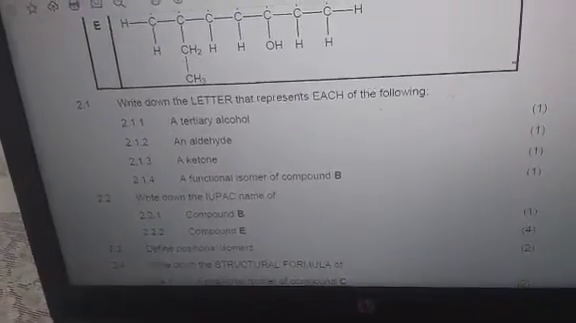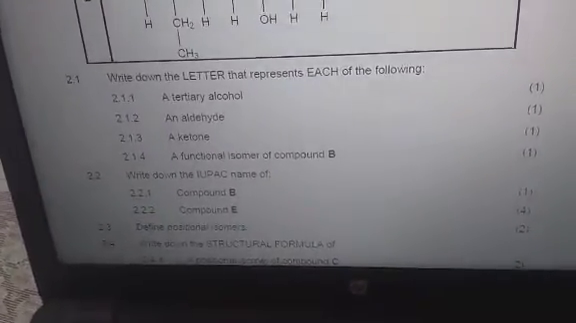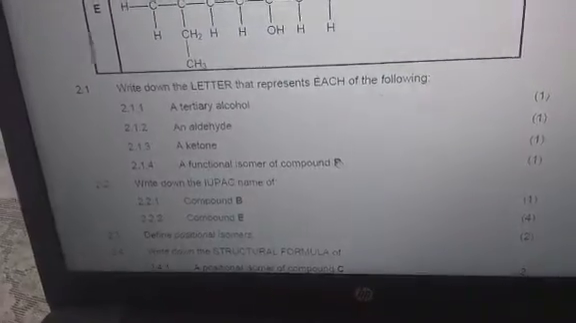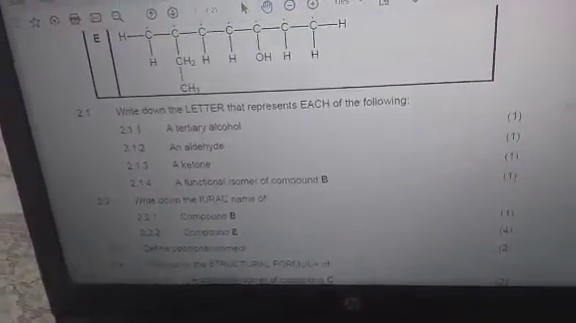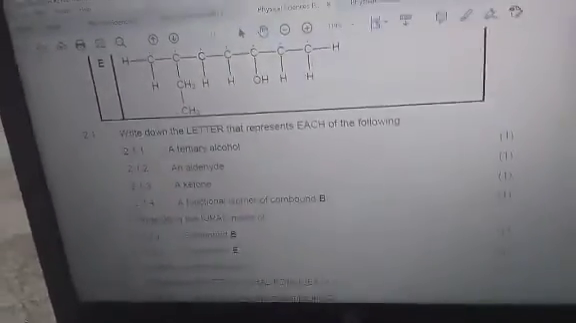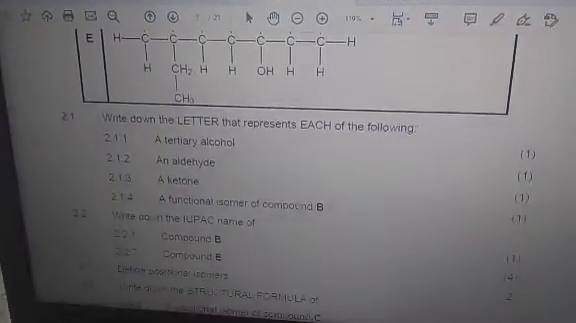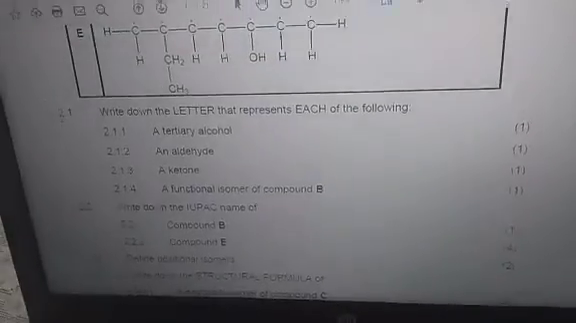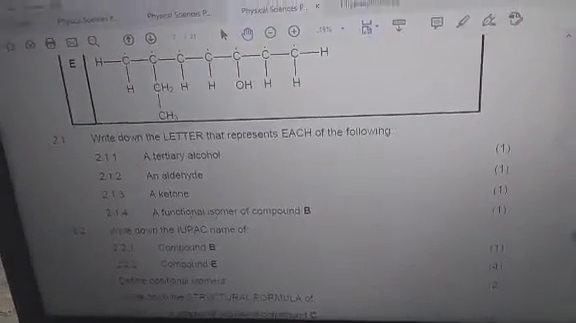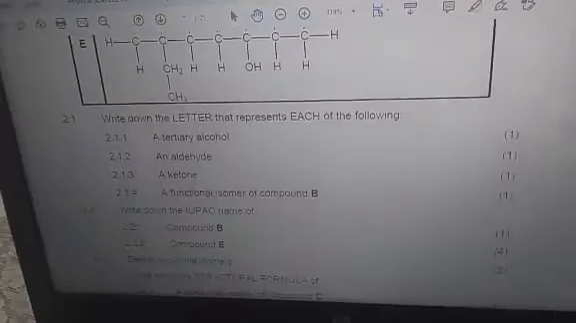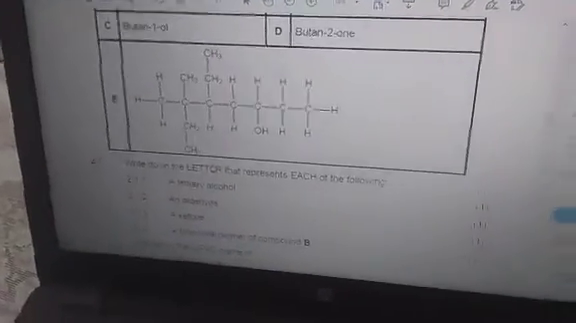Okay. A functional isomer of compound B. A functional. Now, guys, it's not a structural. It's a functional. Meaning you need to change the position of the functional group. Let's go to B and see how we can change.